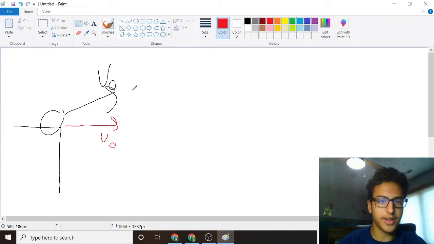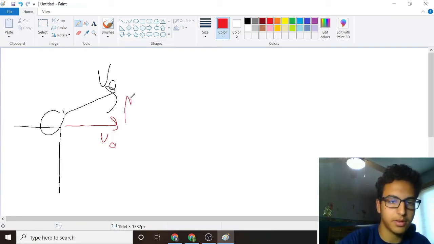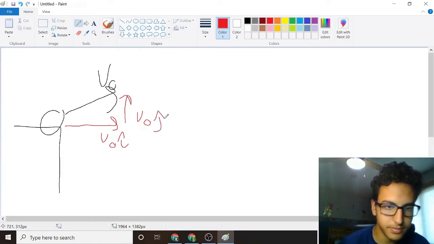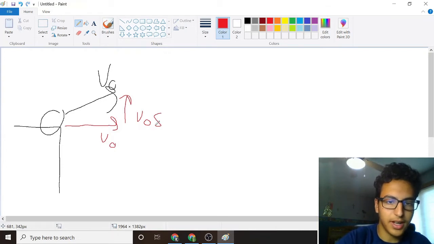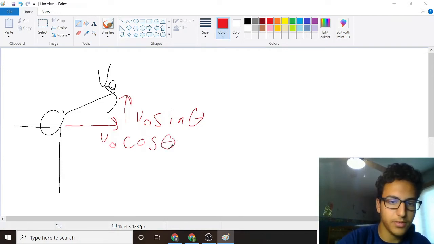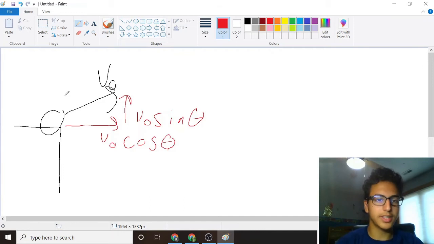Because of this vector, this vector has an x component. And what about the y? Well, it has the y component of v0 going up. This is the x. This is the y. We know from the last video that the actual values of these x and y we can find with trigonometry. So this is v0 sine theta, and this is v0 cosine theta, because those are the vector components of this initial velocity vector.